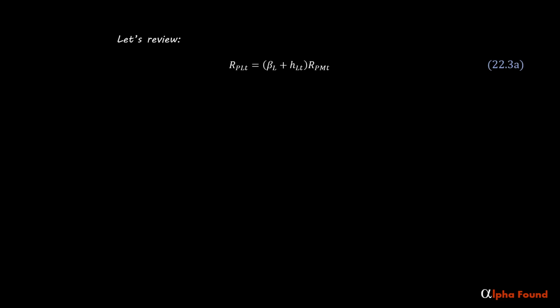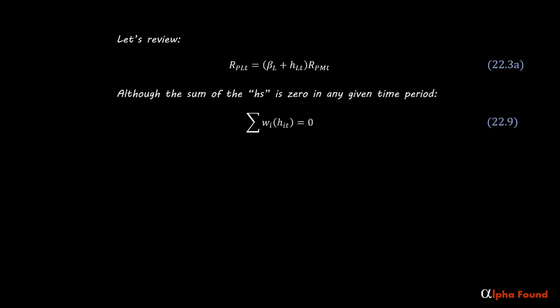Welcome once again. Let's review. The low perturbation return in period t equals the low ideal beta plus the value of h in period t times the market perturbation return in period t. Although the sum of the h's is 0 in any given time period, we also saw that the individual expected h's do not equal 0.